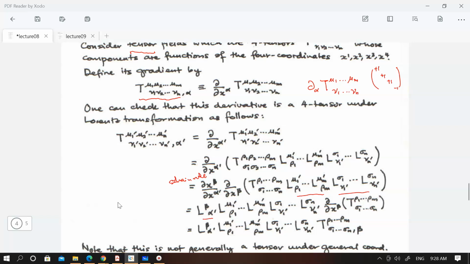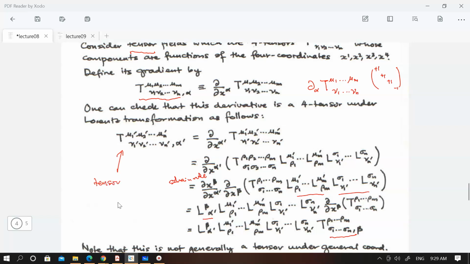So you have all this product of Lorentz matrices and inverse Lorentz matrices, multiplying what? Multiplying this derivative acting on this tensor components. But if you look at what this is, this is precisely the way the derivative, which is now written in terms of this, transforms under the Lorentz transformation. So in other words, this one is indeed a tensor.